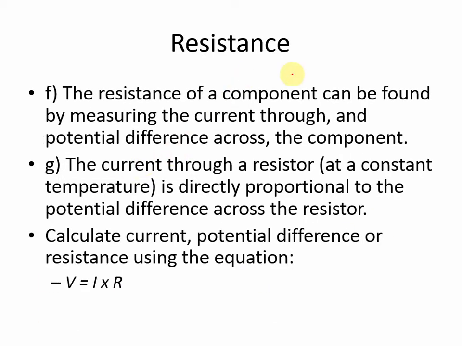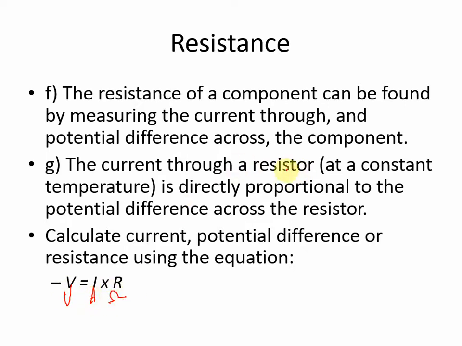The resistance of a component can be found by measuring a current through and a potential difference across it. So that comes from the equation that's down here. V is equal to I times by R. Voltage is equal to current times resistance. Volts, amps, ohms.